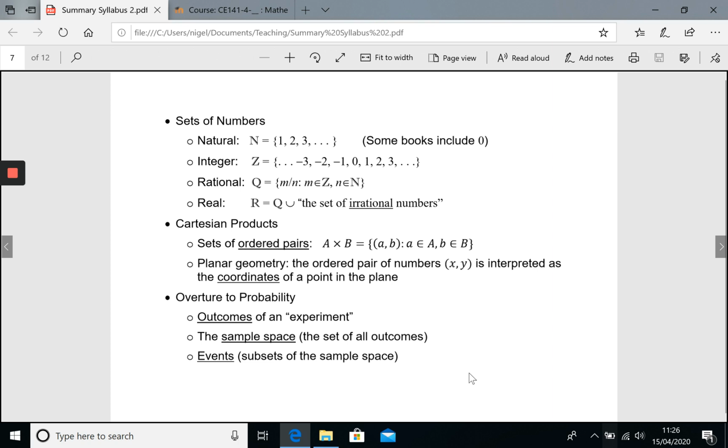And then we finish by looking at the overture to probability, the next subject in the module, simply because set theory plays a vital role in that. So we consider in probability a sample space to be a set containing all possible outcomes of some experiment that we're going to perform. And then events are simply subsets of that sample space. So for example, if we're just rolling a die, then the outcomes are the numbers 1 to 6. And we might have an event such as the score is even, which would be a subset of the sample space, namely the subset containing the numbers 2, 4, and 6.